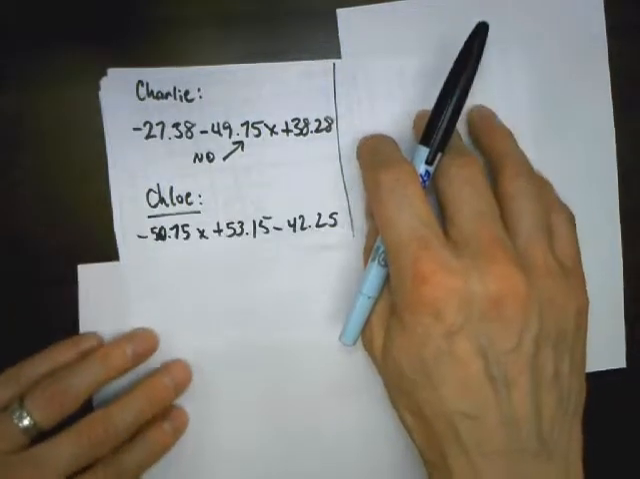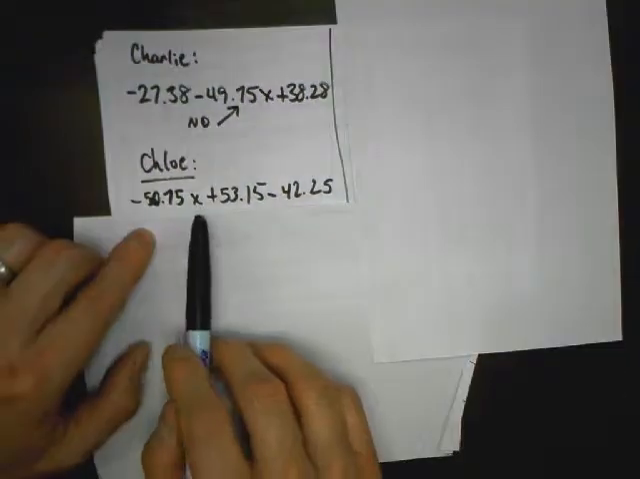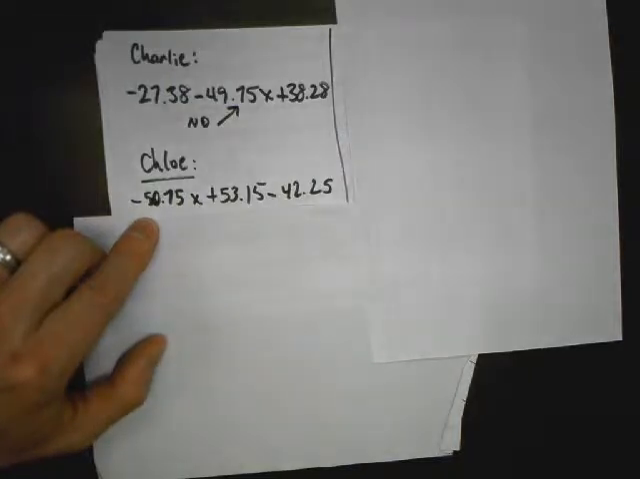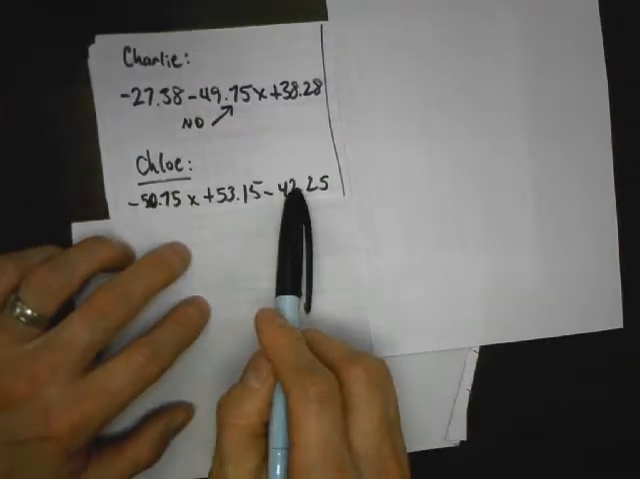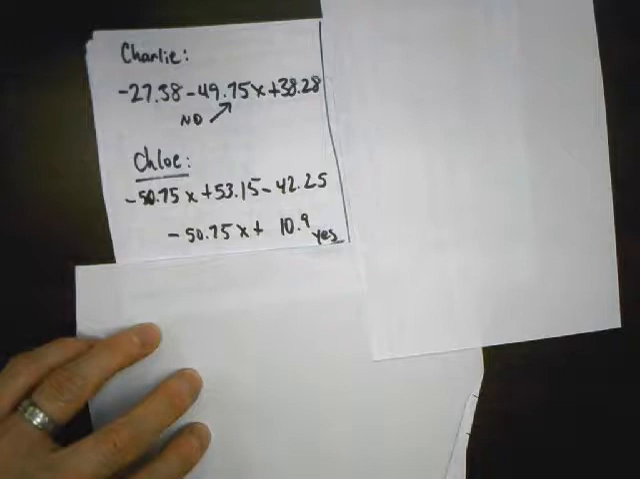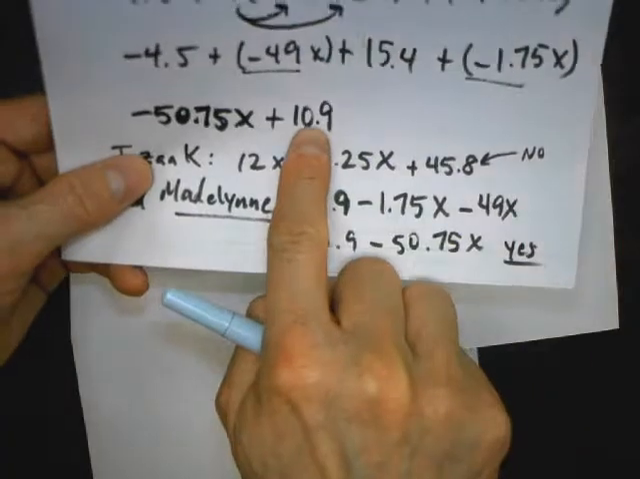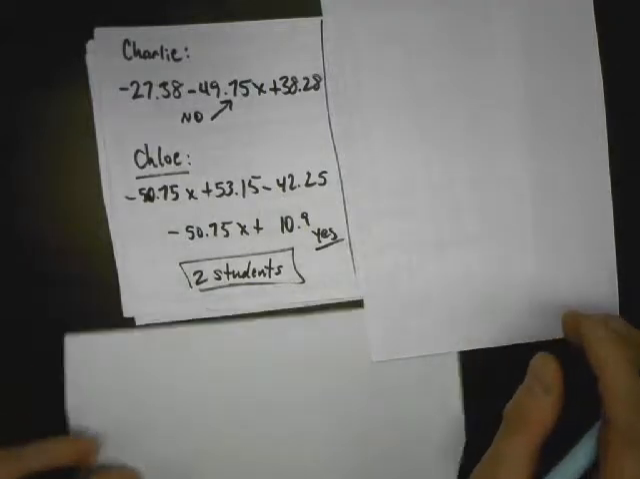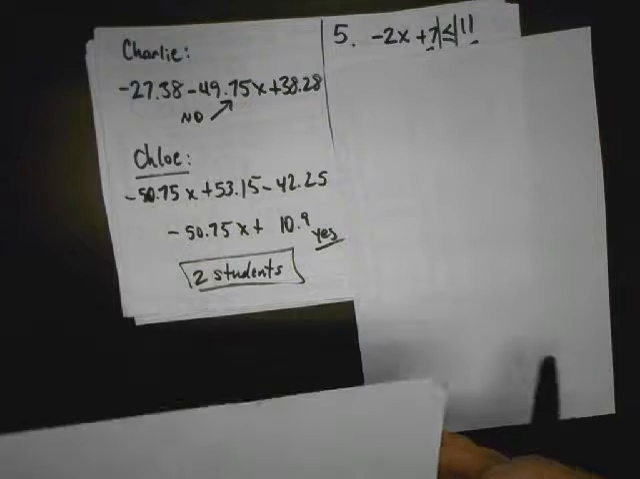If I go down here for Chloe now, there's Chloe. And for Chloe, there's only one x, one coefficient in front of x, right? So if I look, it's the same, so I'm going to test that. I'm going to take these two and combine them. And I see that when I combine them, I get the same constant as the first expression in the problem. So my answer is 2 students had the same expression as the given expression.